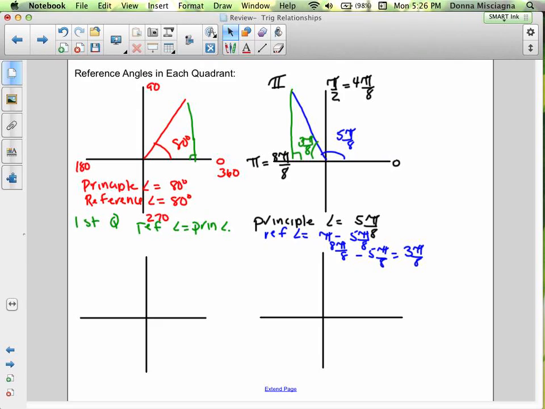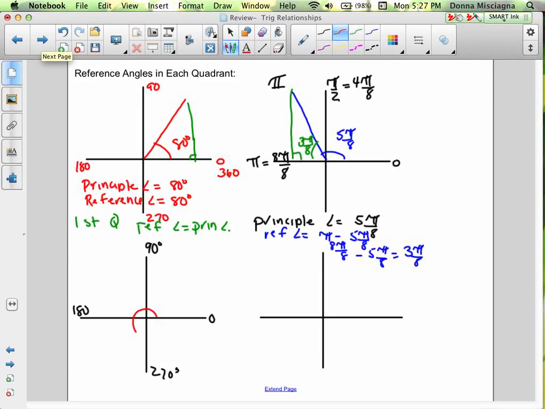Now let's look at the third quadrant. I'll do this one in degrees. Let's make this one 250 degrees. Again, this is 0, this is 90, this is 180, and this is 270. I said 250 degrees, so that's more than 180, but not as much as 270.